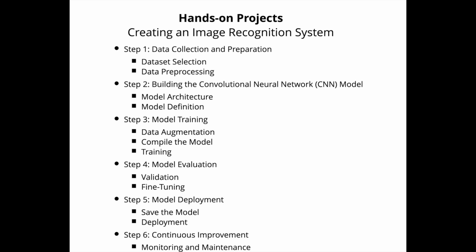Step 5 is model deployment. Save the model: save the trained model, weights, and architecture using TensorFlow's save function for future use. Deployment: deploy the image recognition model using a suitable deployment strategy, such as deploying as a REST API using TensorFlow Serving or Flask. Step 6 is continuous improvement. Monitoring and maintenance: monitor the deployed model's performance in real-world scenarios and update it periodically with new data or fine-tuning to maintain accuracy and adapt to changes.